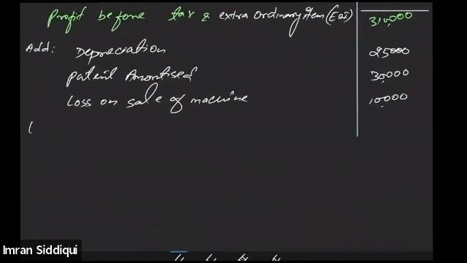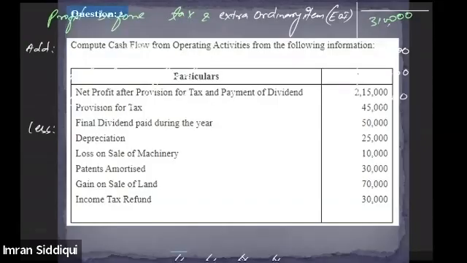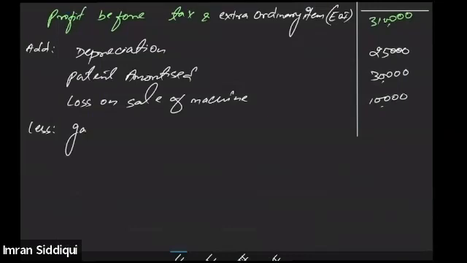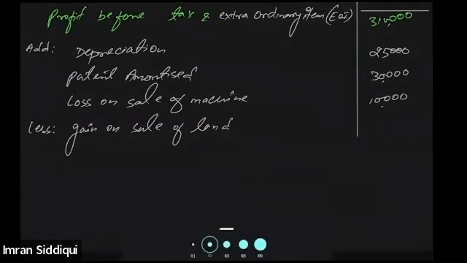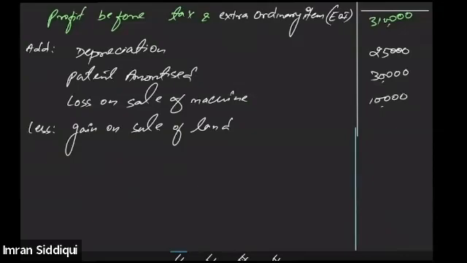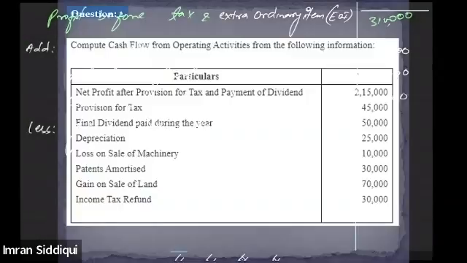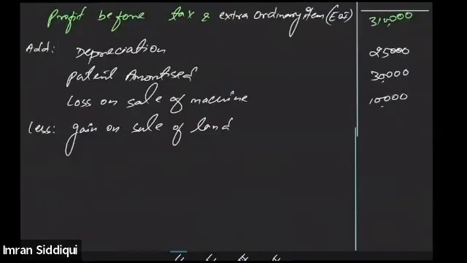Now we need to subtract certain items. Like we need to subtract the gain on sale of land, given in the question at 70,000.